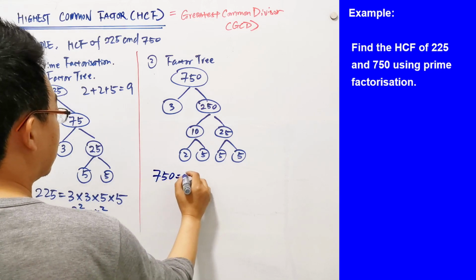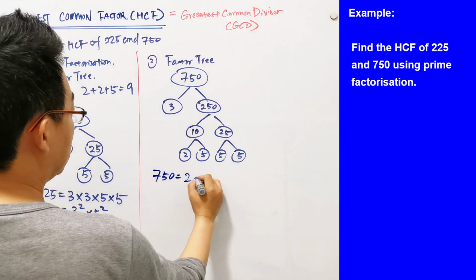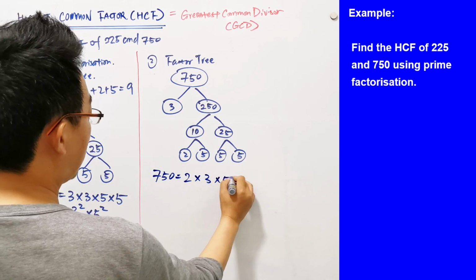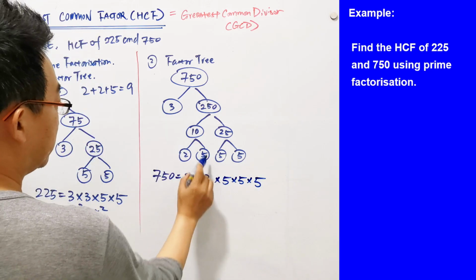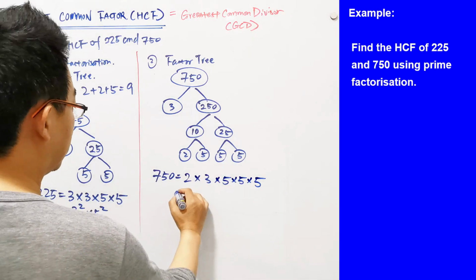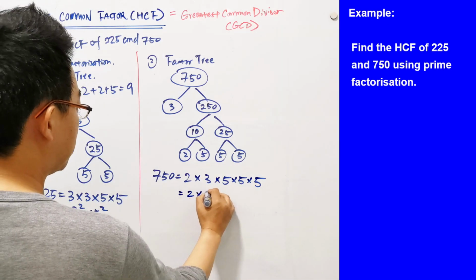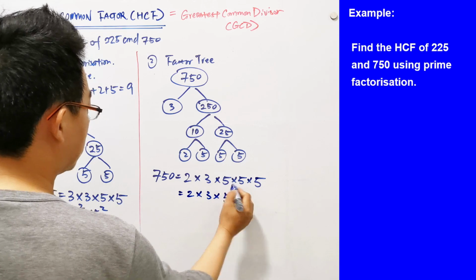750 equals what? It equals 2 times 3 times 5 times 5 times 5, right? 2 here, 3 here, and three 5s here. Okay, so what do we get? 2 times 3 times 5 squared.